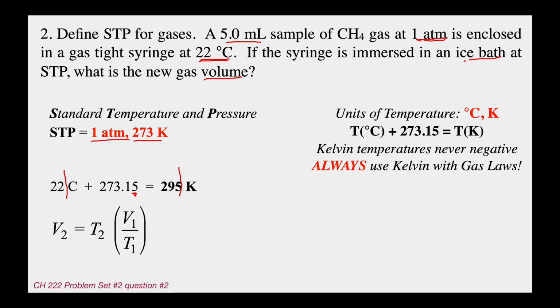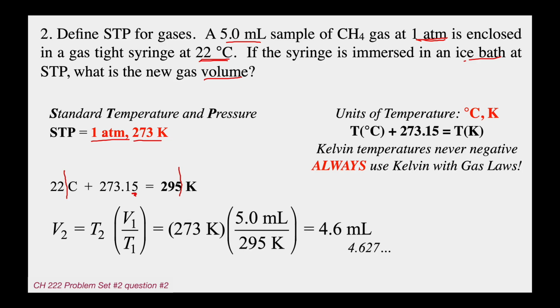This equation that you want to use, V2 equals T2 times V1 over T1. And I'll talk about in a little bit a way that you can get this from the ideal gas law. But remember, don't use Celsius, always use Kelvin for all temperatures. So you plug these values in. The final temperature was 273 Kelvin. You had 5 milliliters at 295 Kelvin. This comes out to be 4.6 milliliters, or 0.0046 liters if you did it in liters.